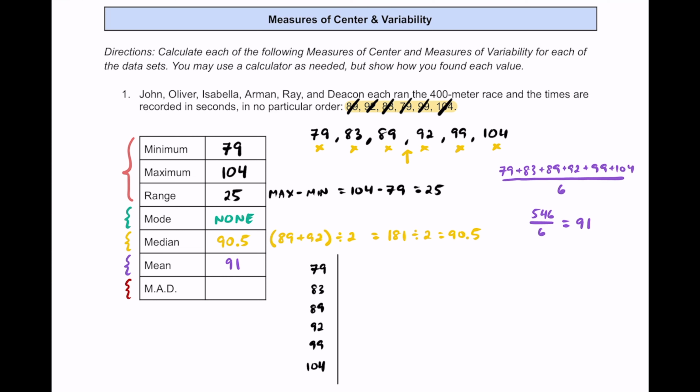Once we have all those times, we want to compare them to the mean. We want to figure out which of these times is above and below the mean. So I'm just going to go ahead and write the mean, or the average, 6 times as well. Once we have the mean, we want to find out each of the deviations from the mean.